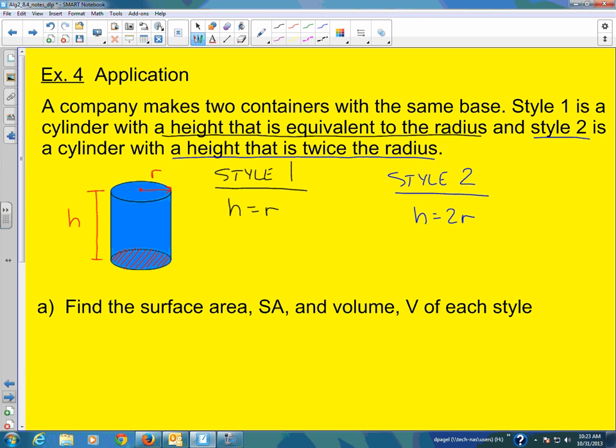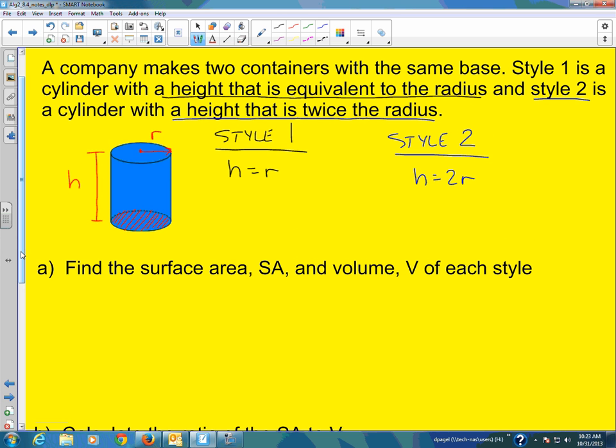So now our h is equal to 2r. Same base, just making it twice as tall. So what does that do then to volumes? And what does that do to the surface area?